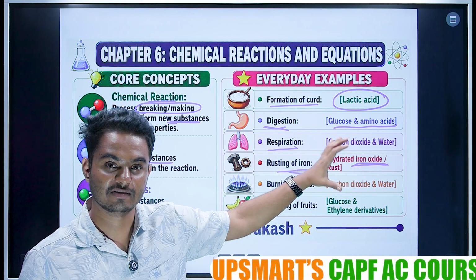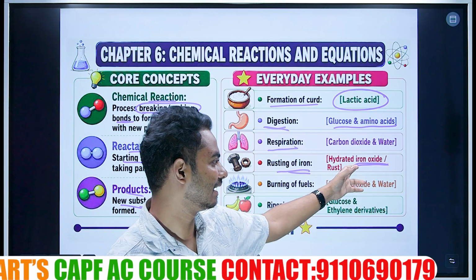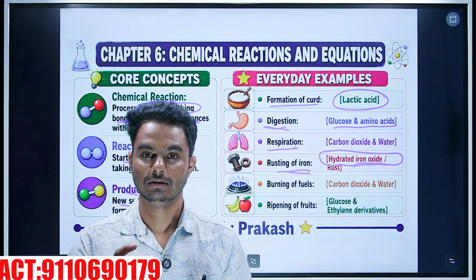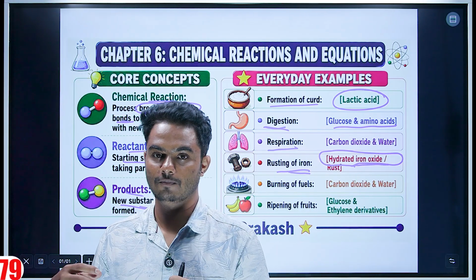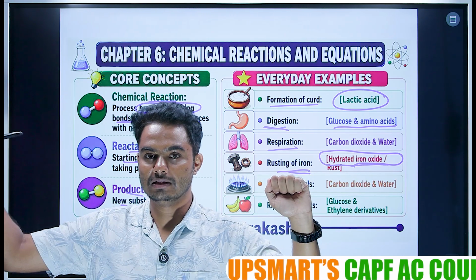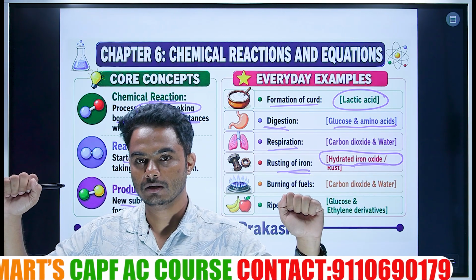I'll keep this as a separate example. I will discuss this. Okay? But it is hydrated iron oxides. These make up the rust when the iron reacts with water. See, at one side we have iron. The other side we get rainfall. Rainfall is nothing but water, right?